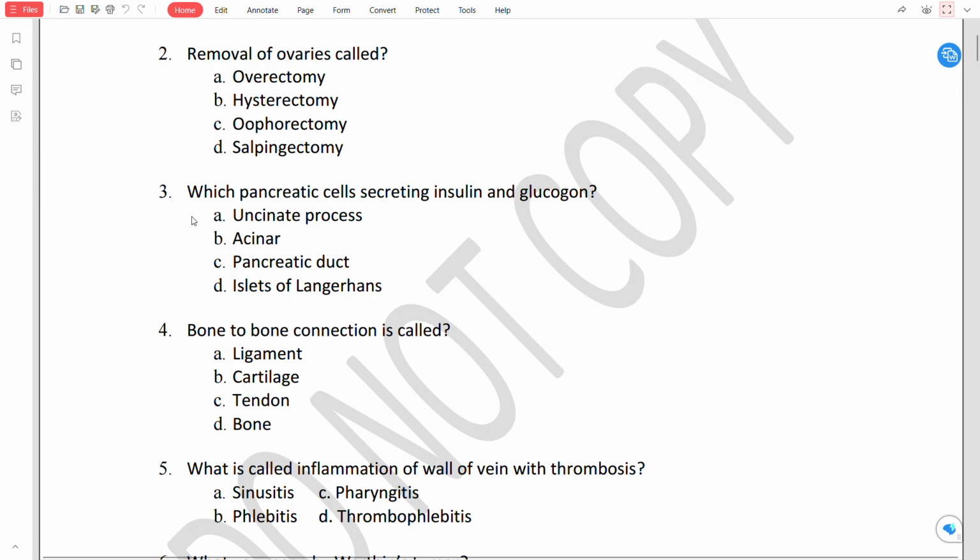Third question. Which pancreatic cells secrete insulin and glucagon? Option A, insulinate process. Option B, acina. Option C, pancreatic duct. And option D, islets of Langerhans.